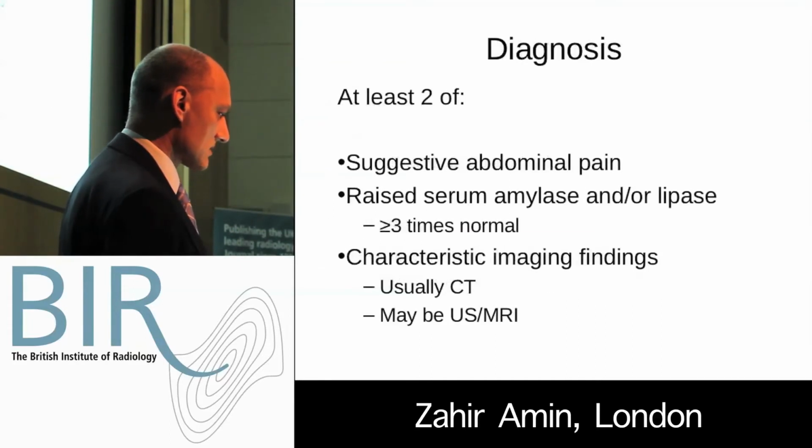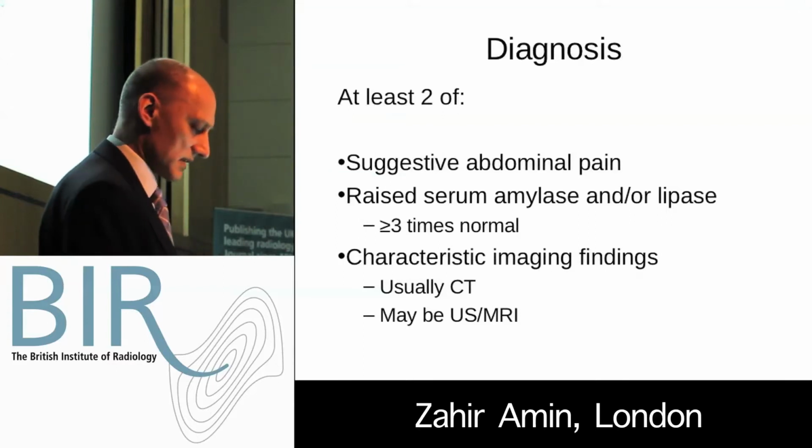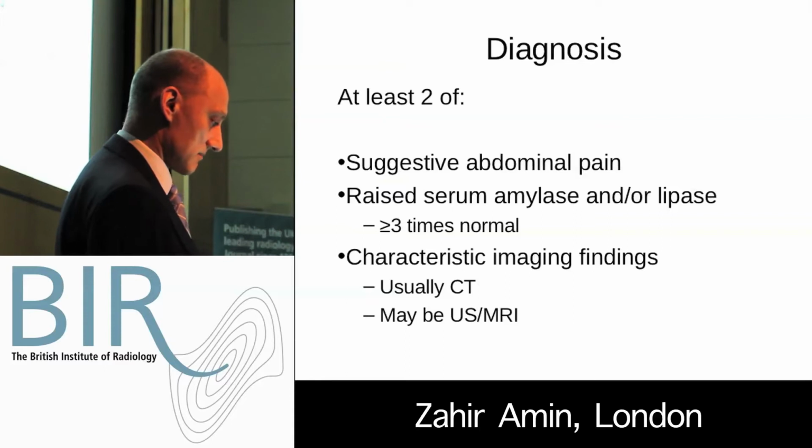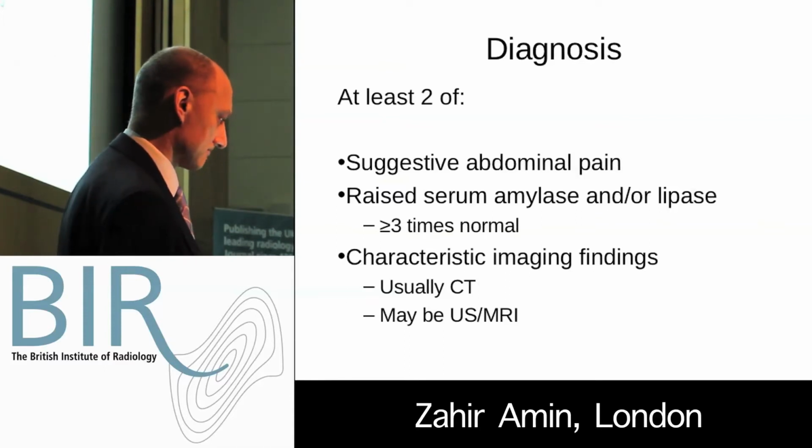In making the diagnosis, there should be at least 2 of the following: suggestive abdominal pain, which is usually upper abdominal pain of fairly acute onset, often radiating to the back. The serum amylase or lipase should be raised at least 3 times the normal. There should be characteristic imaging findings, usually on CT, but could be on ultrasound or MR.